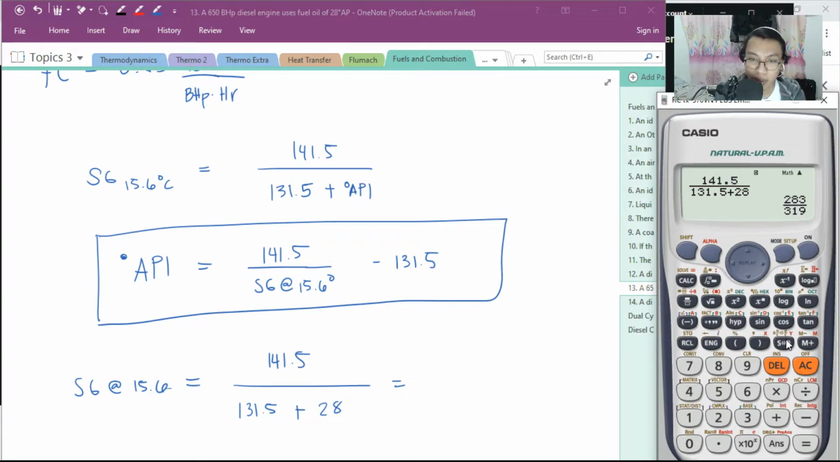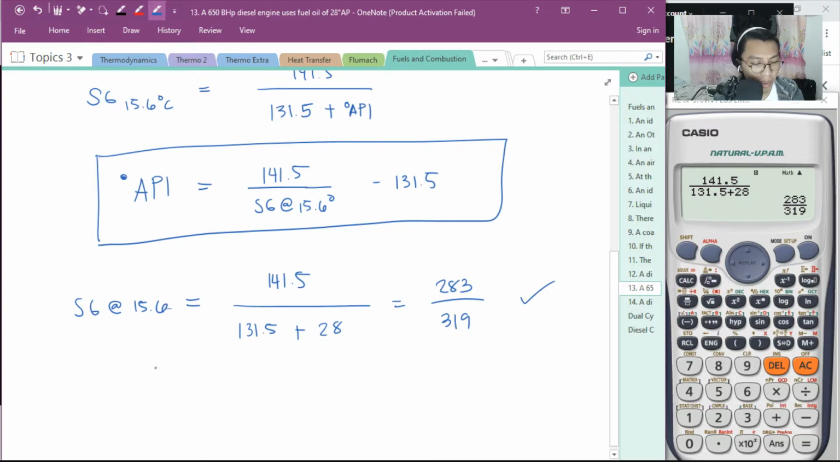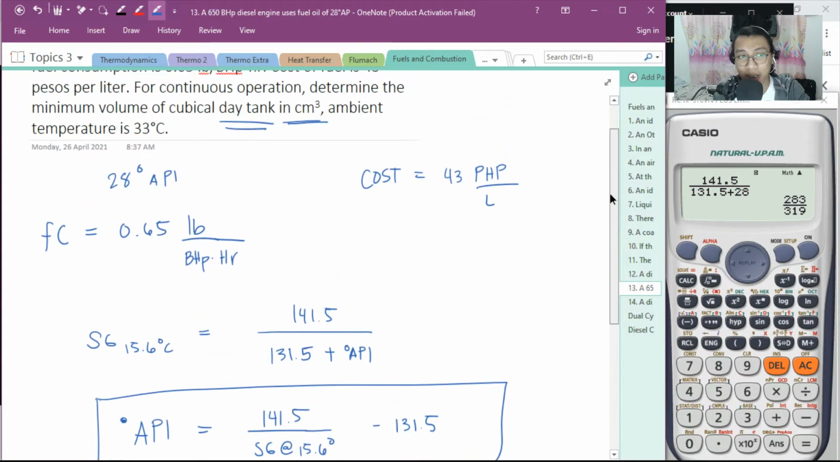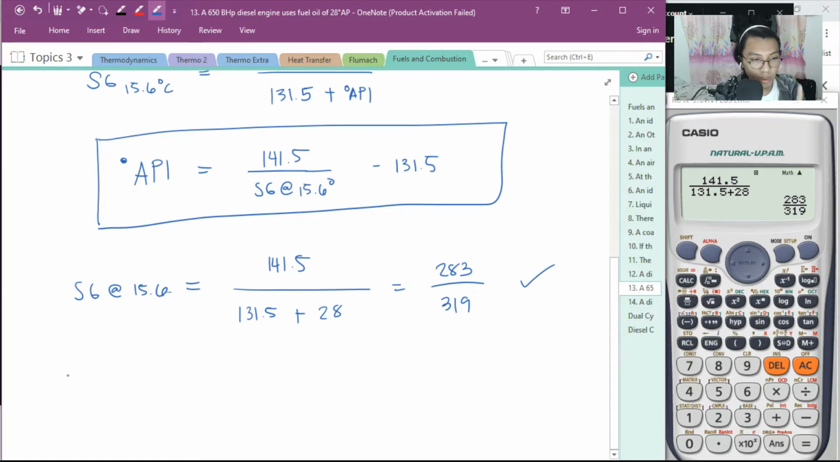So, the SG of the fuel, pwede na ito. Okay na to. So, 283 over 319. Basta wag ka lang mag-round off dyan. Pwede na yan. So, anong gagawin mo? Kukunin mo yung SG at the given temperature. May given temperature ka dyan di ba? Ayun 33 degrees Celsius. Ambient. So, iba yung SG niya at 15.6 degrees Celsius, which is normal, doon sa ambient temperature na given sa kanya. Mag-iiba yung SG niyan.